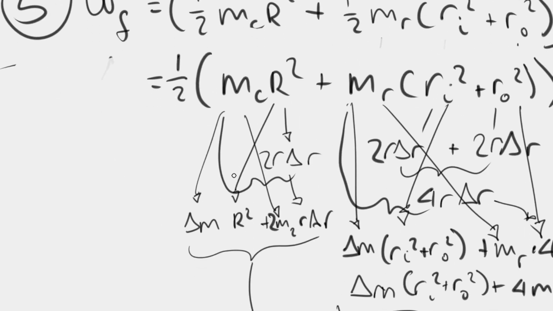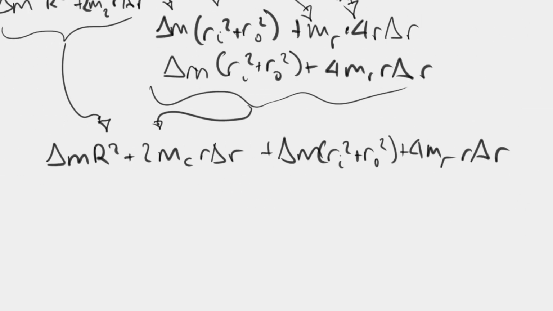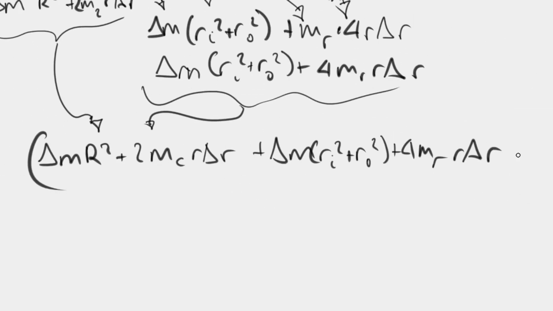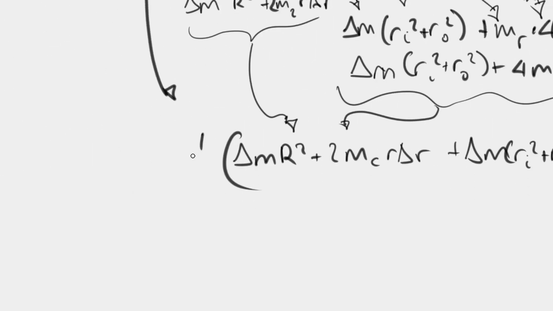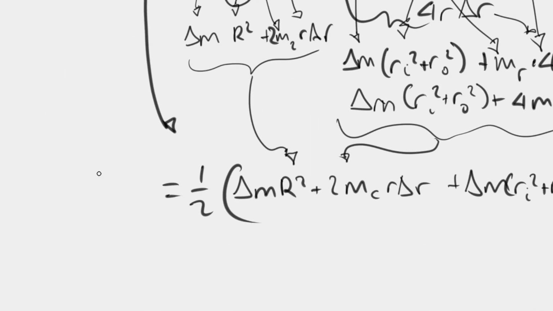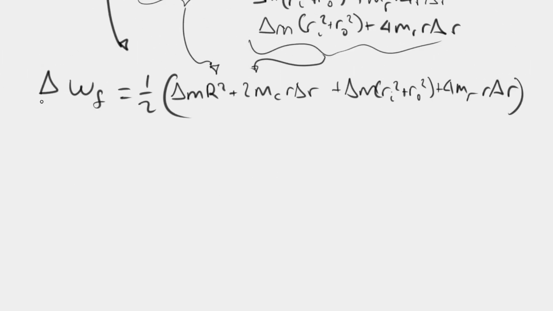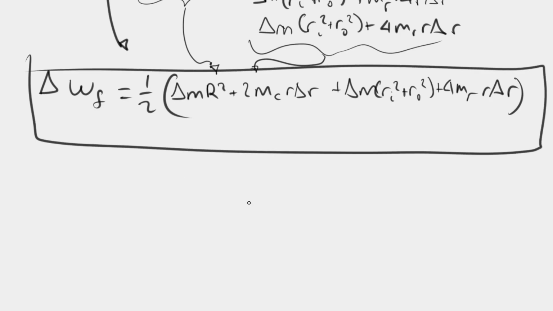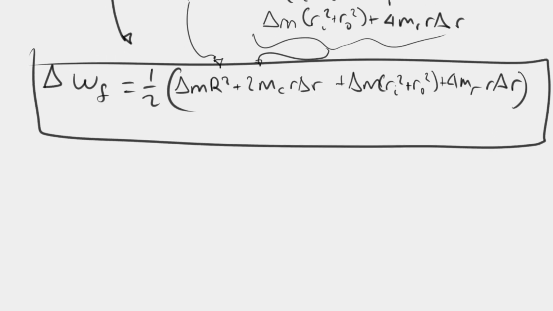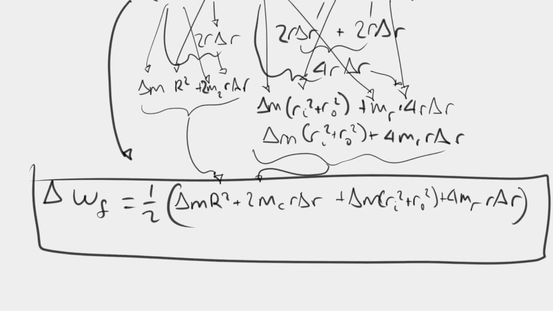And then after that, we would still have to distribute this 1/2. That's just using the coefficient rule. So we could just put this all under a parentheses and put 1/2. And this would be equal to delta omega f, the uncertainty of omega f. This is our whole answer. Let me zoom out a bit. This is our nice looking expression for delta omega f.